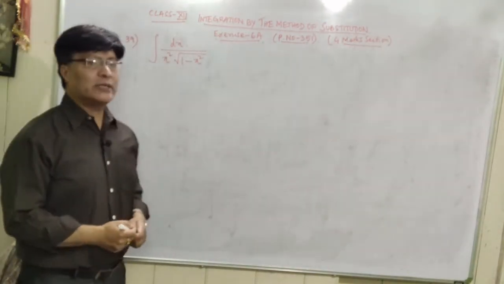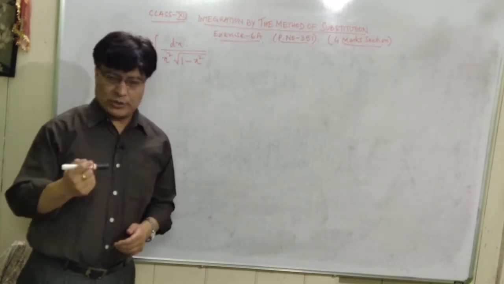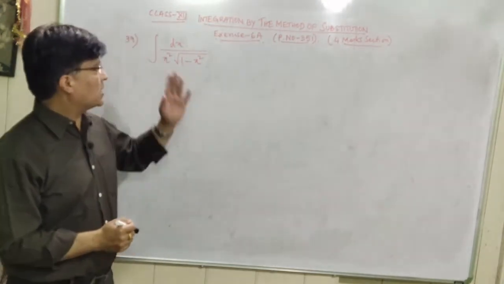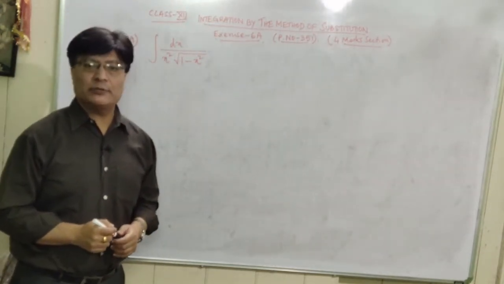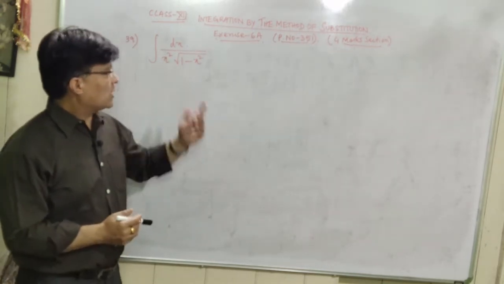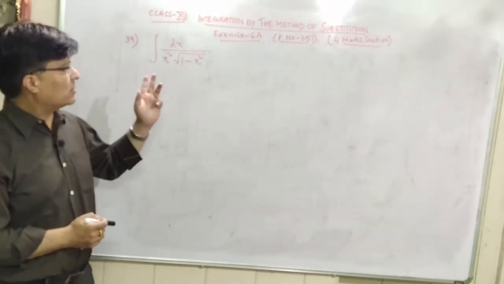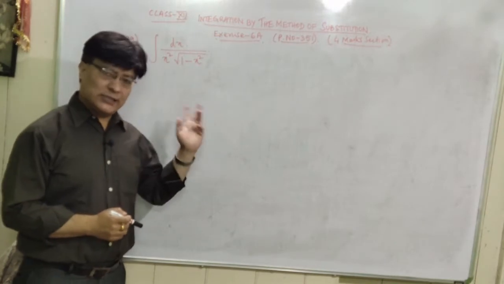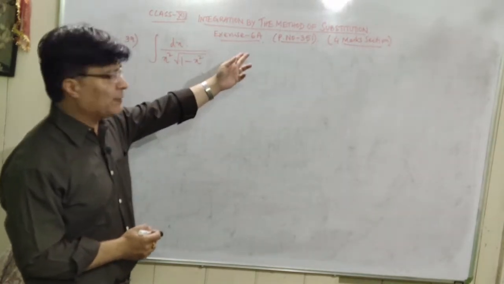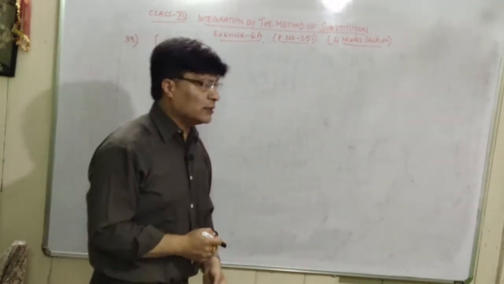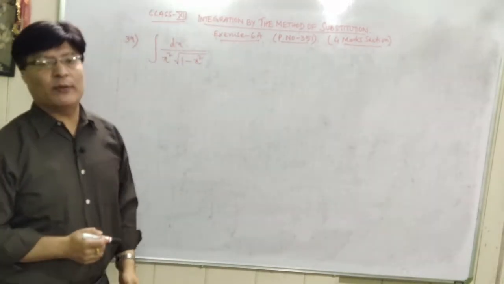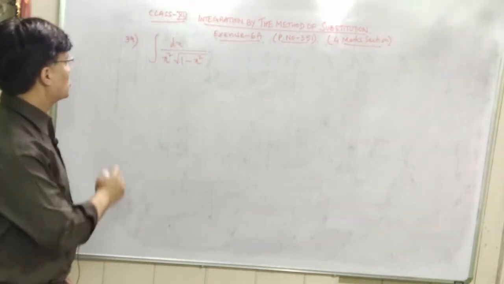So now I am doing class for class 12. This is the continuation class of the chapter integration by the method of substitution. Same topic, integration by the method of substitution. Same exercise 6A, page number 351. The section is the 4-mark section. So let's do question number 39.